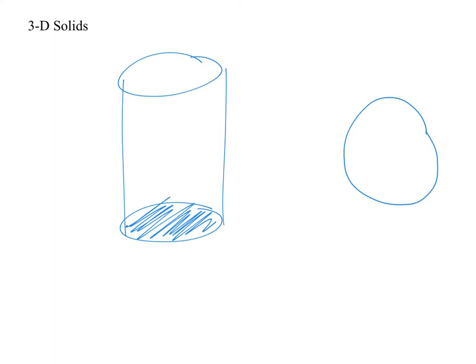So what we can do is generalize. We could say that the volume of any prism is equal to the area of the base stacked up, or times the height.